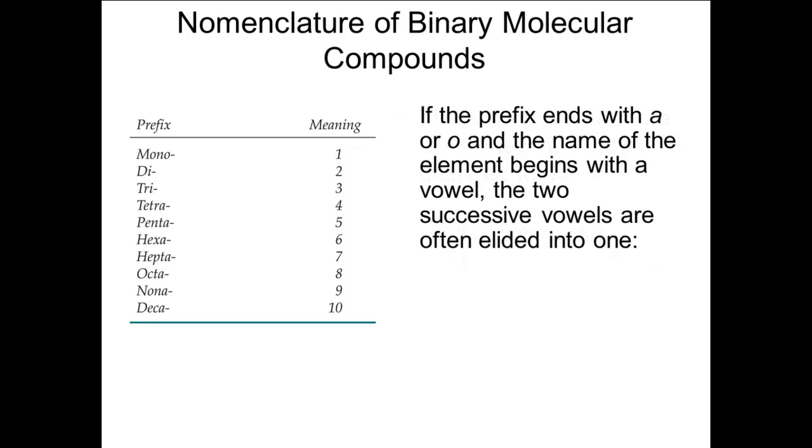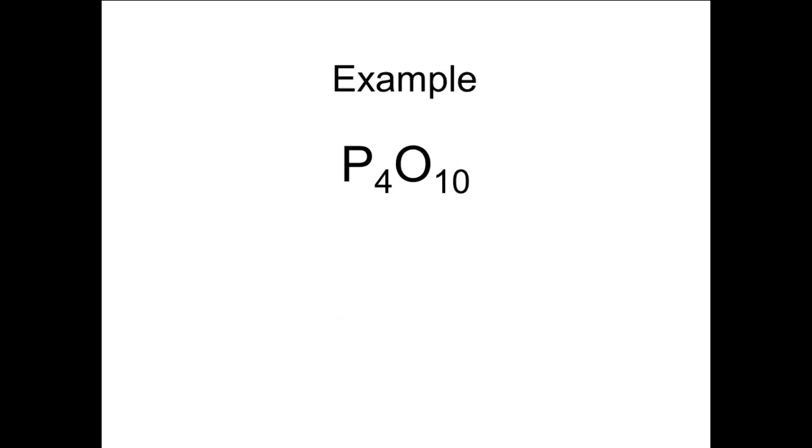If the prefix ends with an A or an O, and the name of the element begins with a vowel, the A or O of the prefix is dropped to make the name sound better. Like N2O5, dinitrogen pentoxide, rather than pentaoxide. As another example, the compound P4O10 would be called tetraphosphorus decoxide.